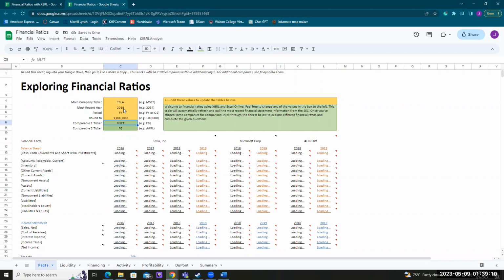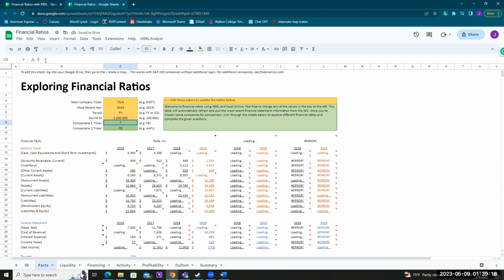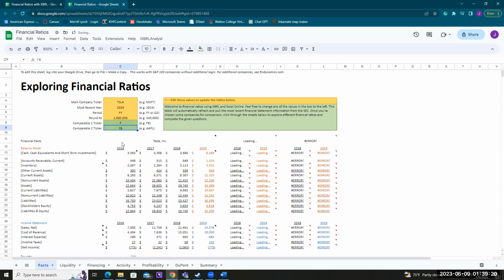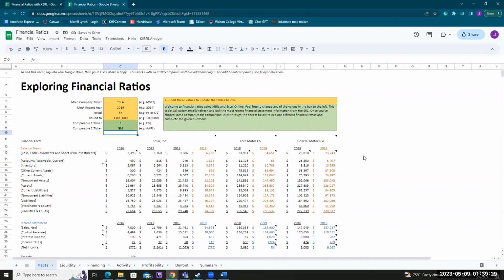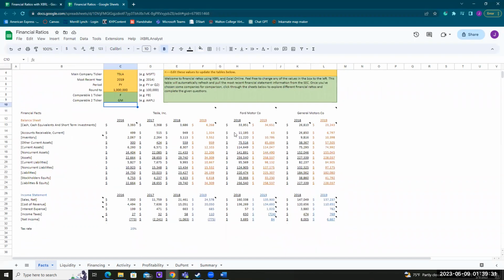And then our first ticker is going to be F, as in F for Ford Motors. And then our second one is going to be GM, or General Motors. See here, we're pulling up our information. All right, and there we go. So now we have all our information.